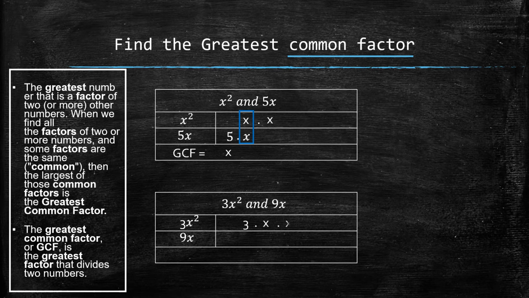So these are the factors: 3 times x, because factor ni x squared is x and x. So x squared meaning na duha ka x. How about 9x? Unsa factor ni 9? What are the factors of 9? 3 times 3. And the factor of x is x.